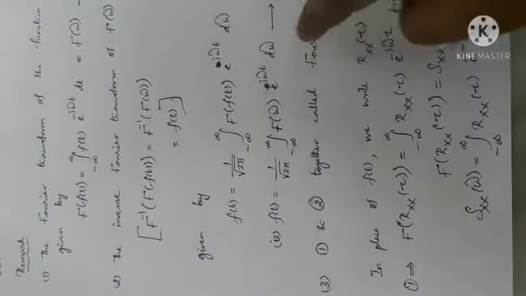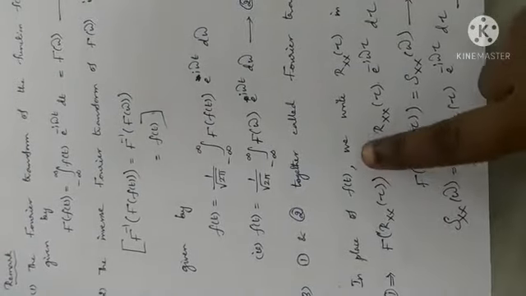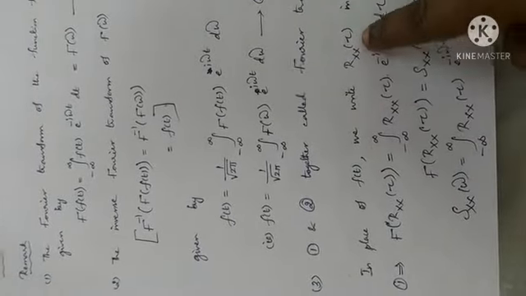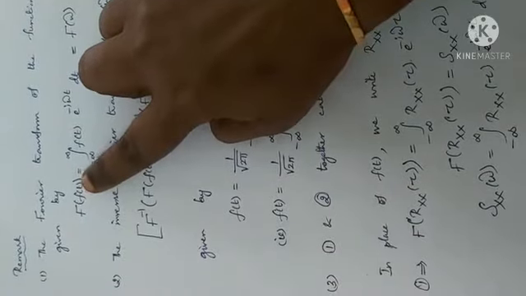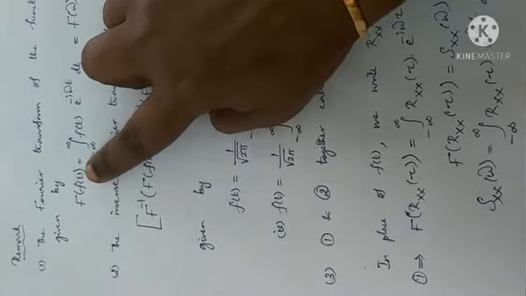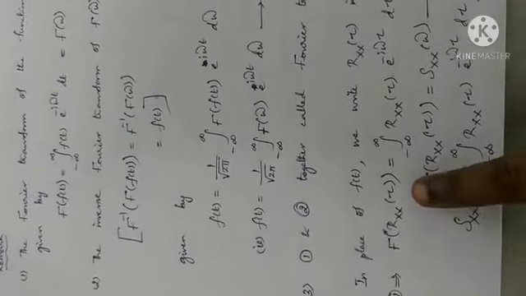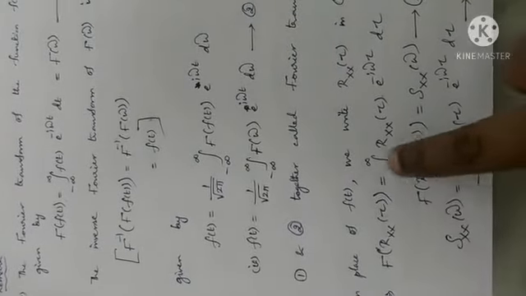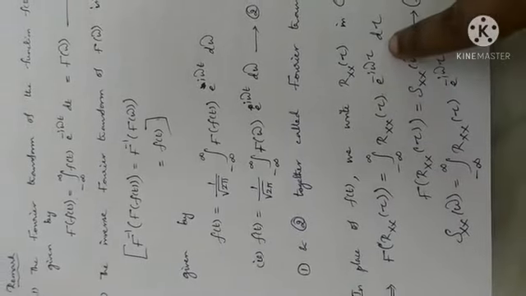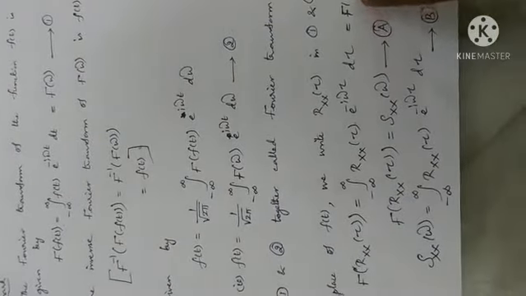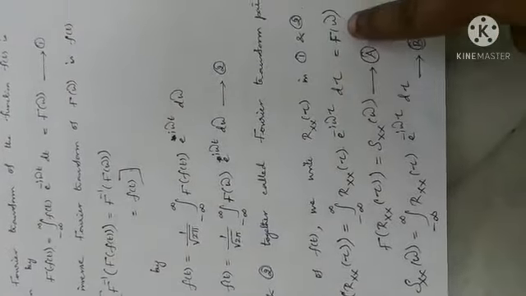Okay. So in place of f of t, we write rxx of tau. In place of f of t, we write the autocorrelation function rxx of tau. So the Fourier transform of rxx of tau is integral minus infinity to plus infinity rxx of tau e power minus i omega tau d tau. Okay. You know the answer will be a function of omega. Okay. This is another notation for this one.